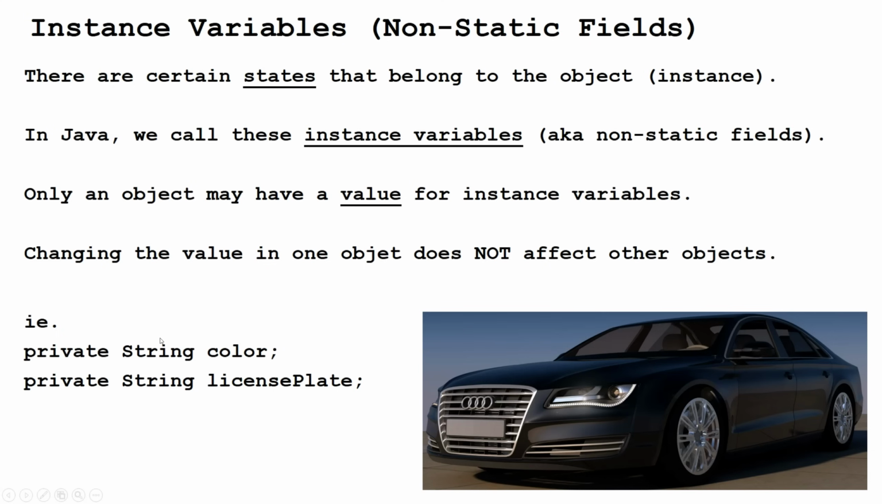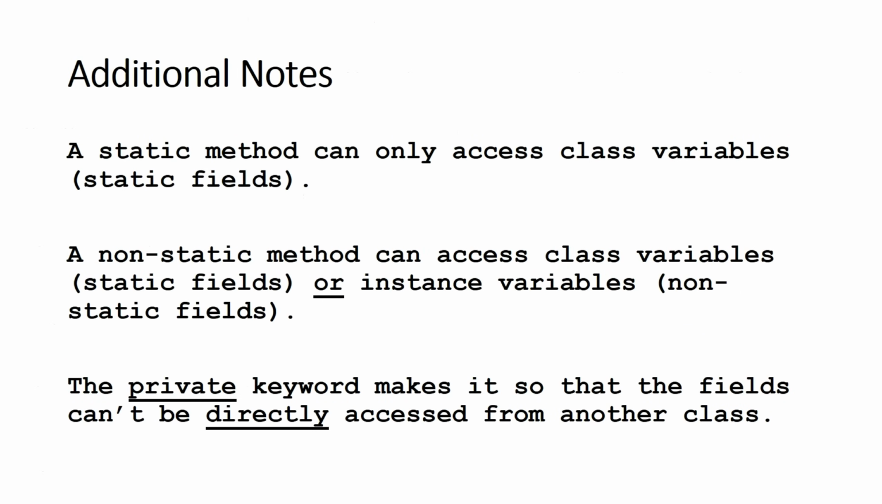So here's an example of some instance variables. They don't have the word static, so we know they're instance variables: color and license plate. And if we change these in one place, they only change for that particular instance. So additional notes. A static method can only access class variables. A non-static method can access class variables or instance variables. And you notice we had the private keyword on our fields. What that does is make it so the fields can't directly be accessed by other classes. That helps us prevent bugs, and it also helps us get a top score on an AP free response question.